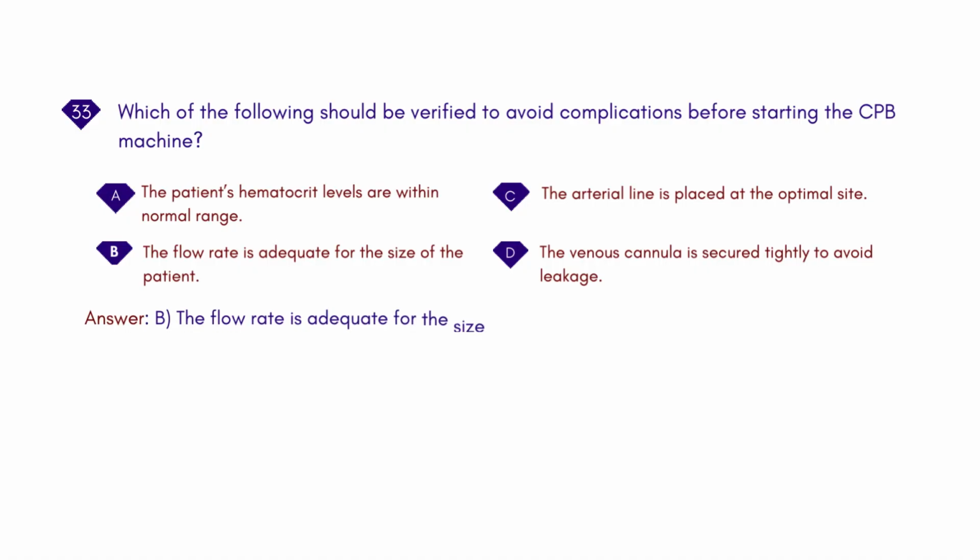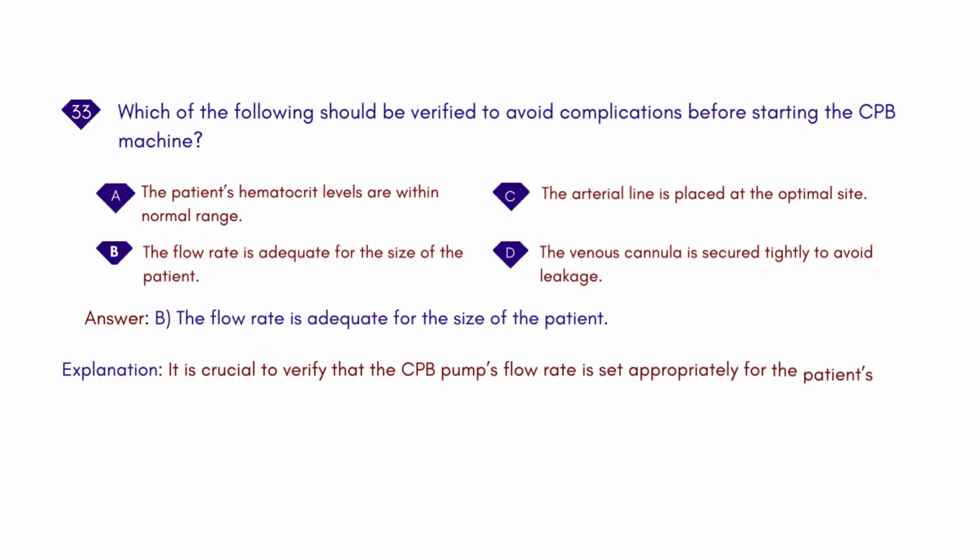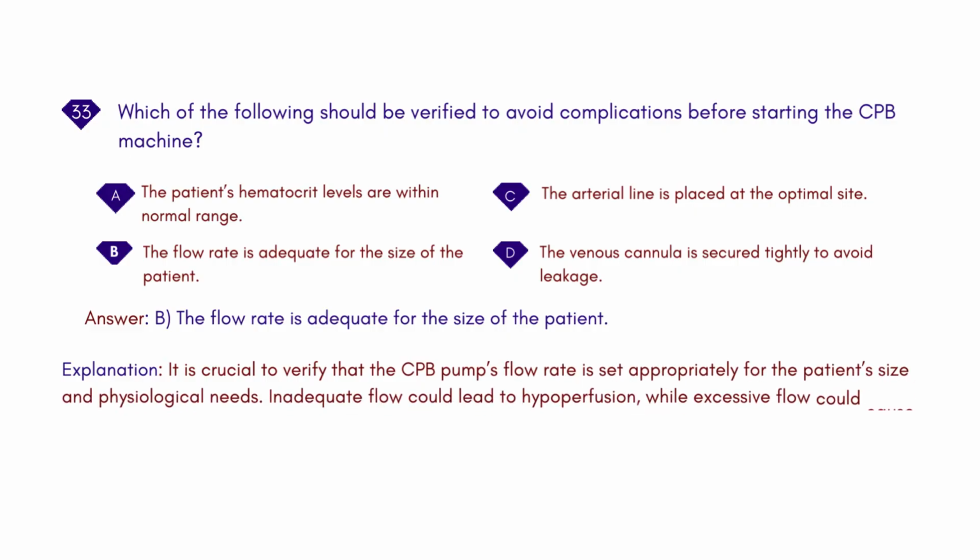Answer, B. The flow rate is adequate for the size of the patient. Explanation. It is crucial to verify that the CPB pump's flow rate is set appropriately for the patient's size and physiological needs. Inadequate flow could lead to hypoperfusion, while excessive flow could cause damage to the patient's tissues or the circuit.